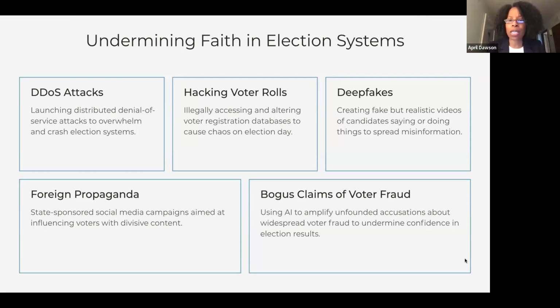Bogus claims of voter fraud, right? And this ties directly into the faith that we have in the election system. If you have misinformation, manipulation, disinformation, then once you do have the results, there will be claims of voter fraud or an imperfect system. And then again, AI is being used to amplify those claims, even if those claims are unfounded. So AI, a number of great uses for it, but it can be used very well to undermine the faith in our election systems.